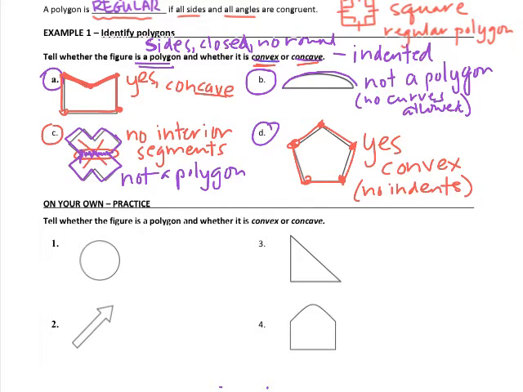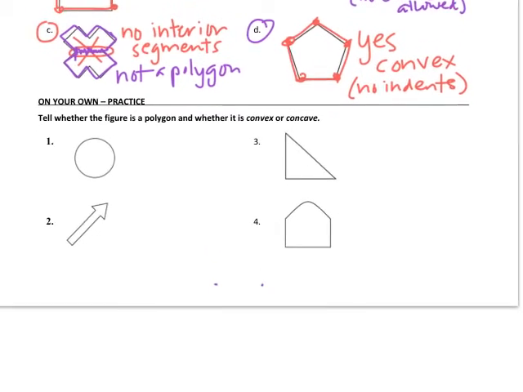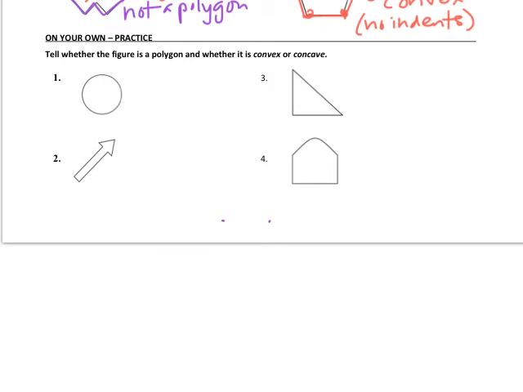And for your part here, before you get your stamp on your notes, you want to make sure that you do the on your own portion here, and you're going to tell whether the figure is a polygon and tell whether it's convex or concave. So this is going to be very, very similar to what we just did above. Go ahead and turn your paper over. There's one more thing. Actually, there's 2 more things that I want to discuss here.